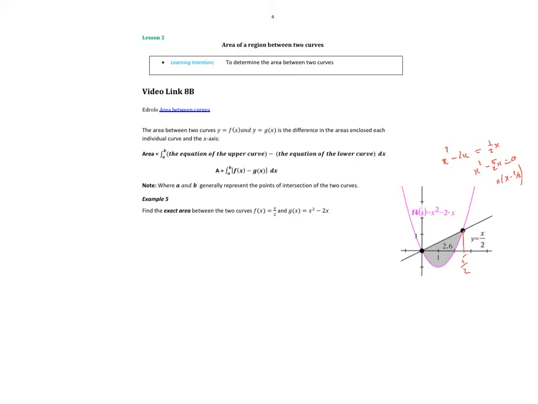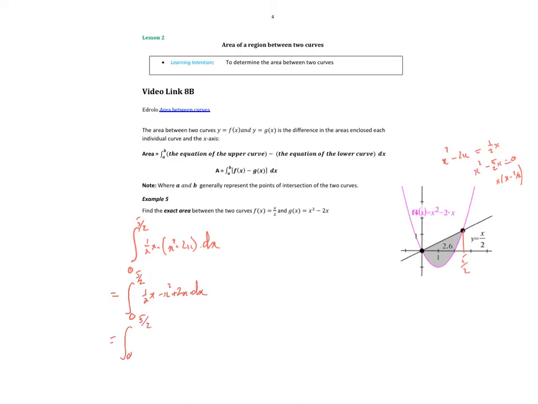So the straight line function is on top. So between 0 and 5 on 2 of the top function, which is the linear graph, minus the bottom function, which leaves me the integral between 0 and 5 on 2 of half x minus x squared plus 2x dx.